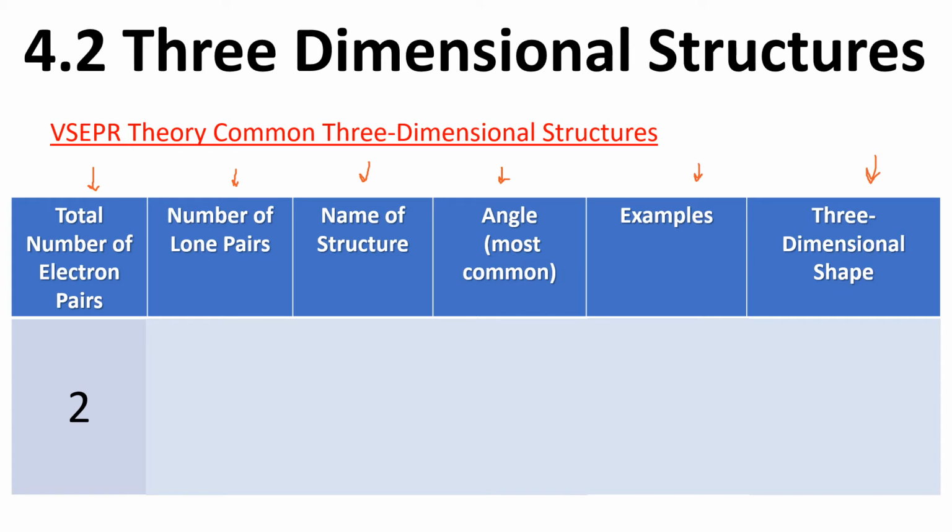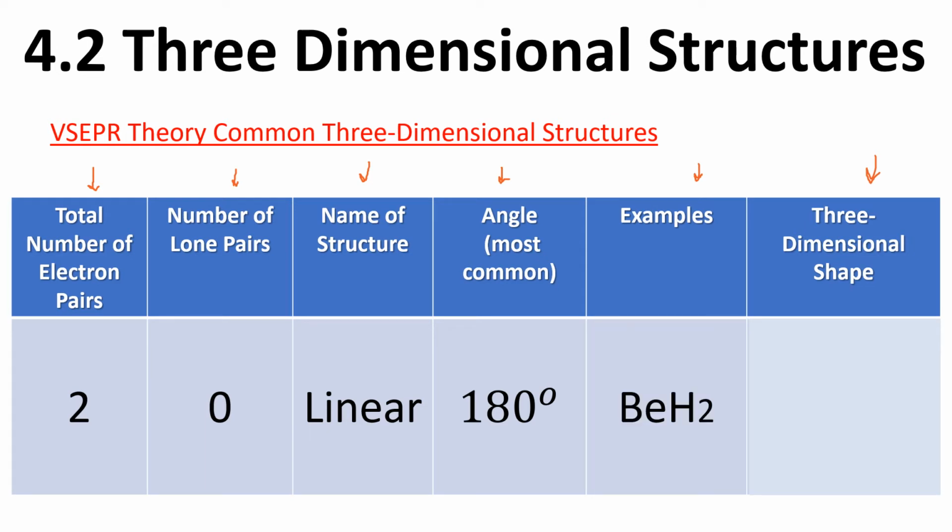So our simplest ones have 2 electron pairs in total and 0 lone pairs. This becomes a linear structure, and it's a 180-degree bond angle. So the example that I found was beryllium. Beryllium seems to bond with most things in group 7 to produce this linear structure. Looks a little something like that.